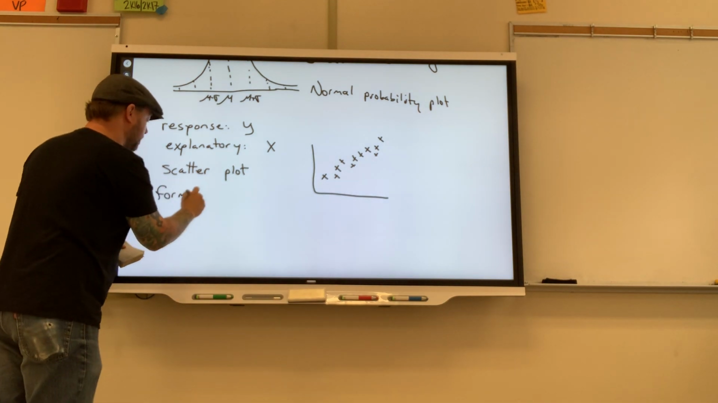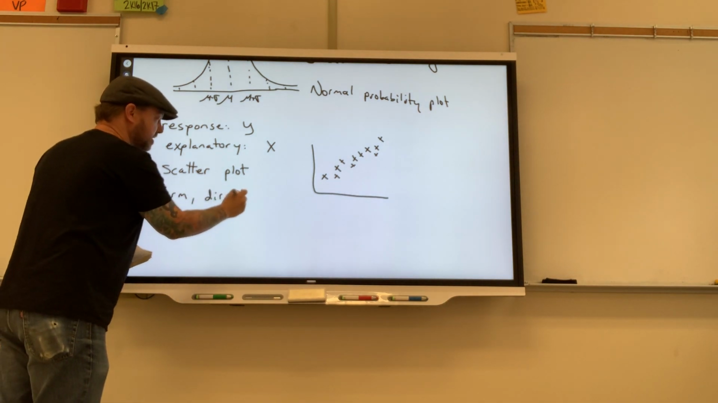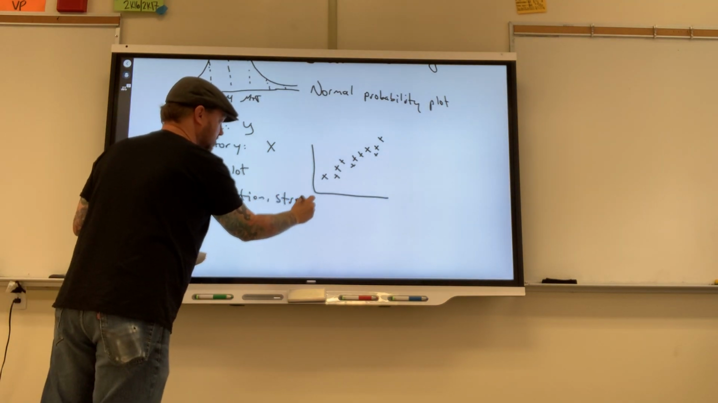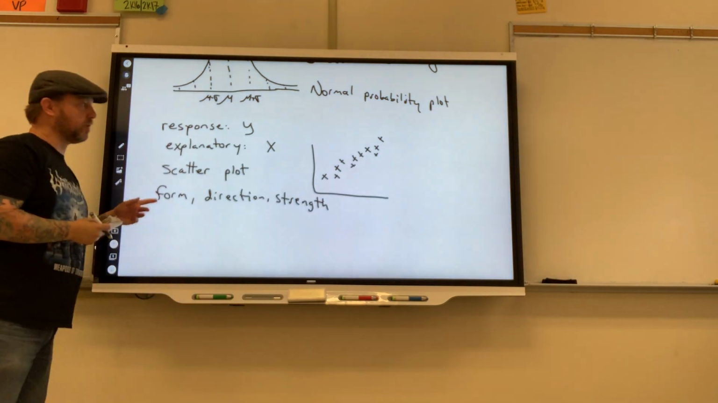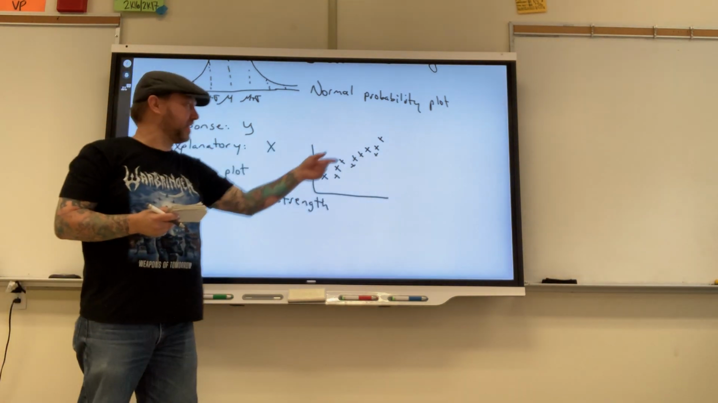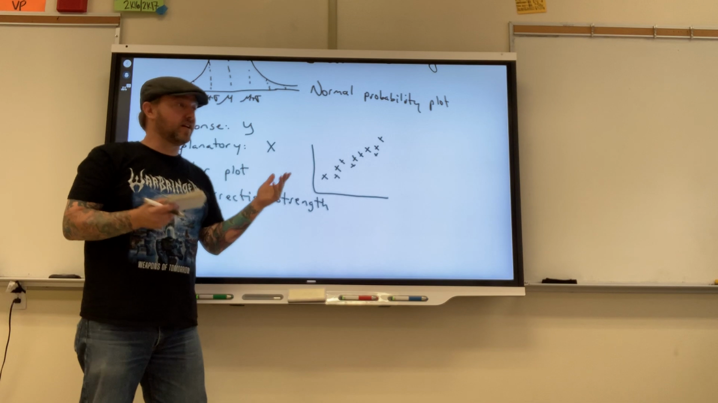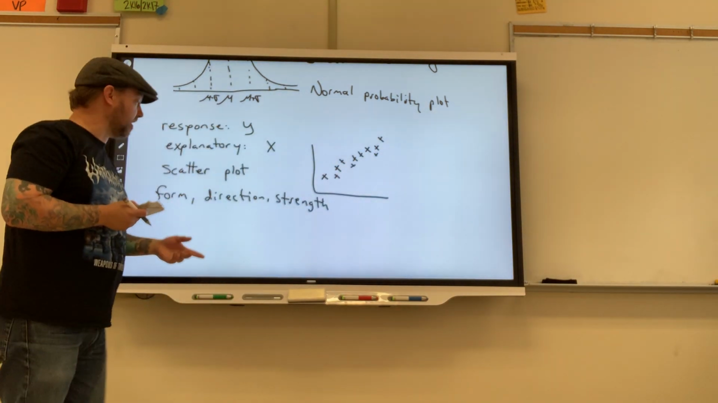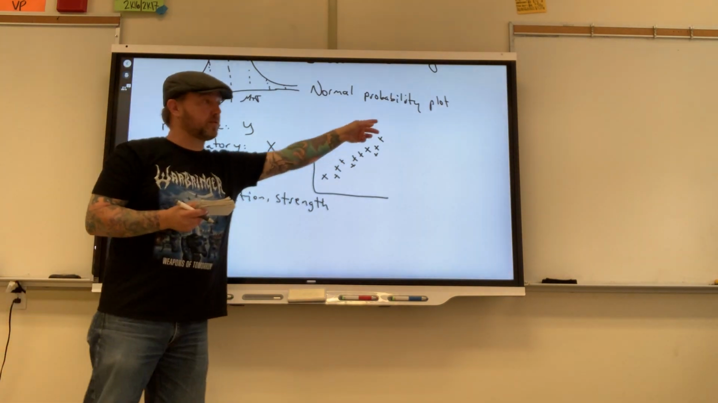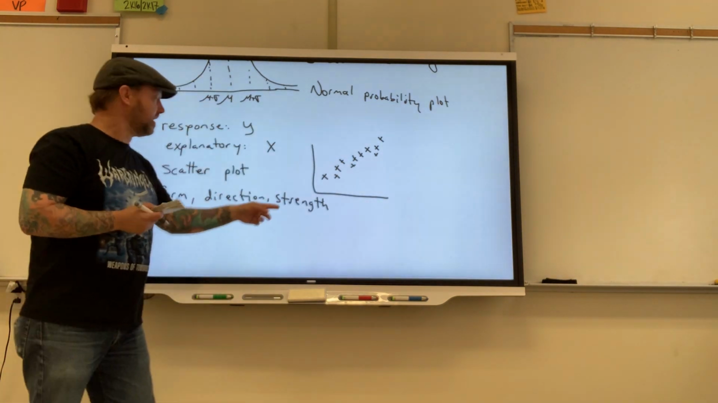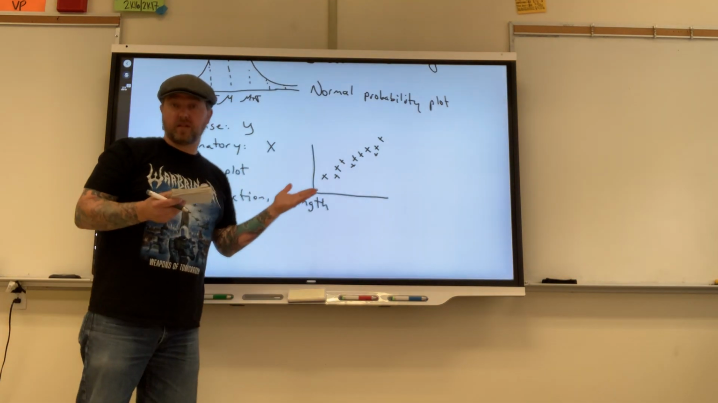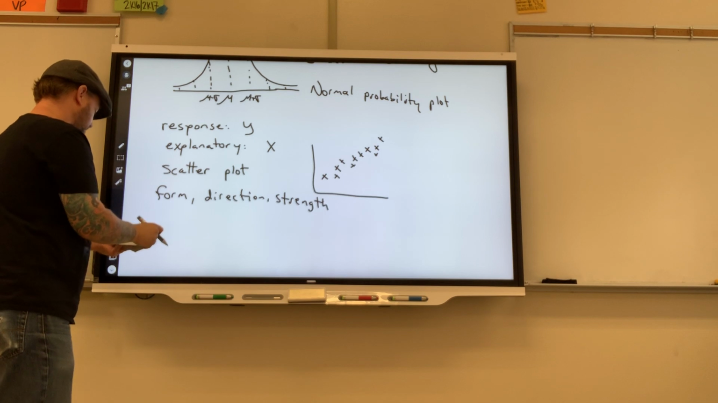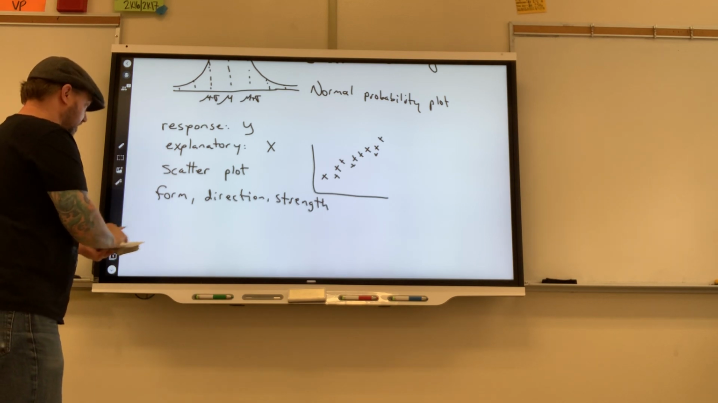With the scatter plot, we're going to do form, direction, strength. Form is kind of like shape, but here this would be linear. The only form we're really going to need to worry about is: is it linear or is it non-linear? Direction, this one's positive. If it went like that, it would be negative. Strength, the correlation, how strong is it? Well, let's talk about that.